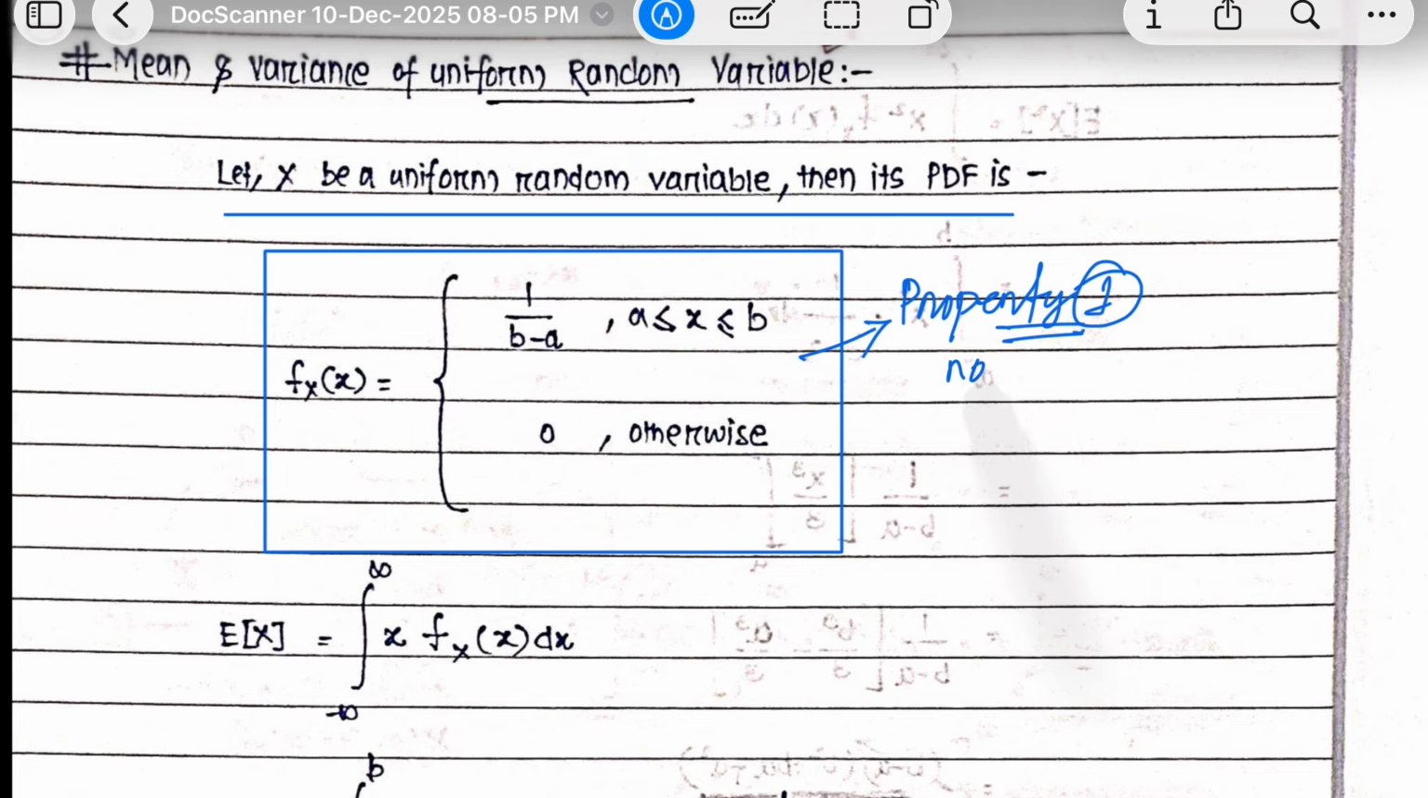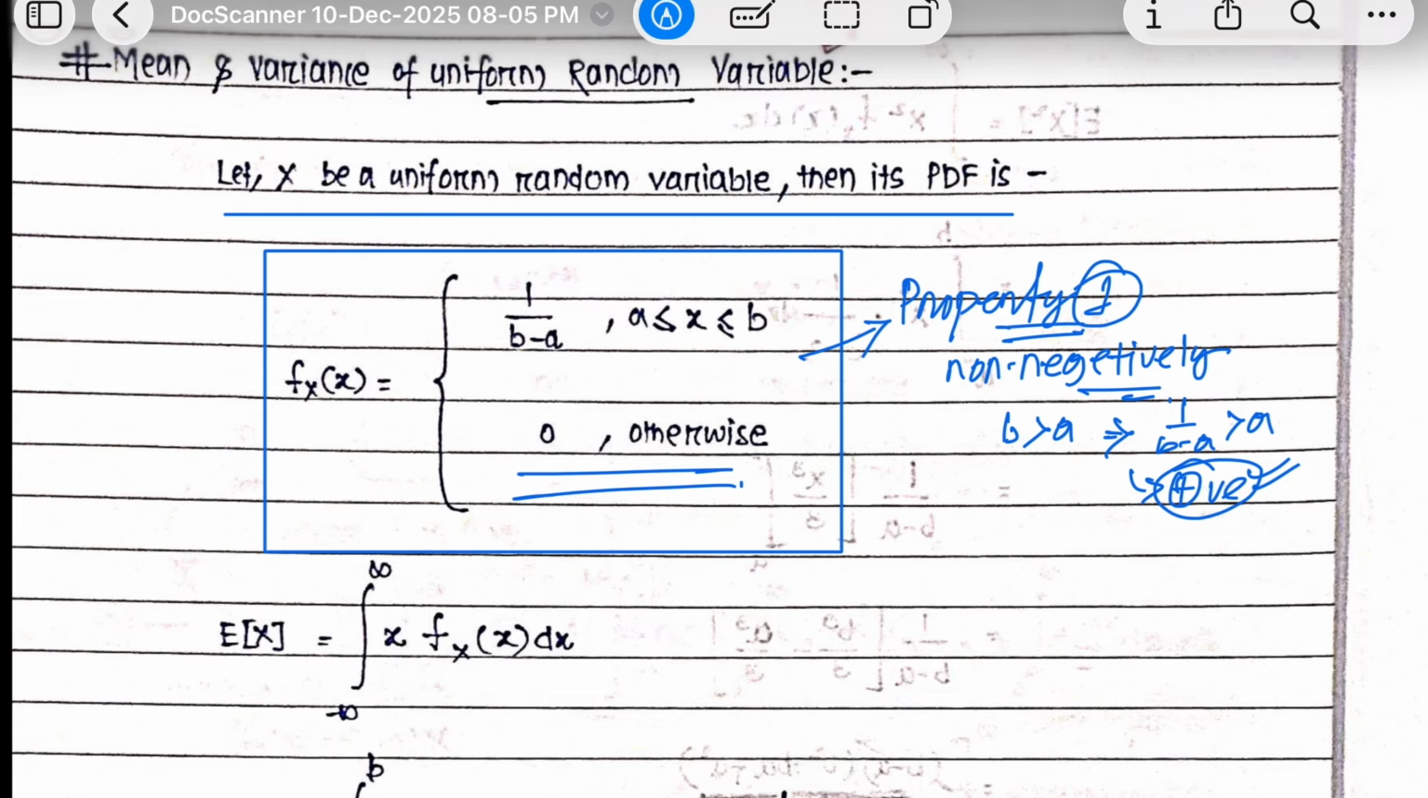Property 1 is non-negativity. Non-negativity says that b is greater than a, so b minus a is greater than a, so it must be non-negative. So the value it gives is always positive. Otherwise, this value is 0. So property 2. Property 2 proves that it must accept the normalization rule.